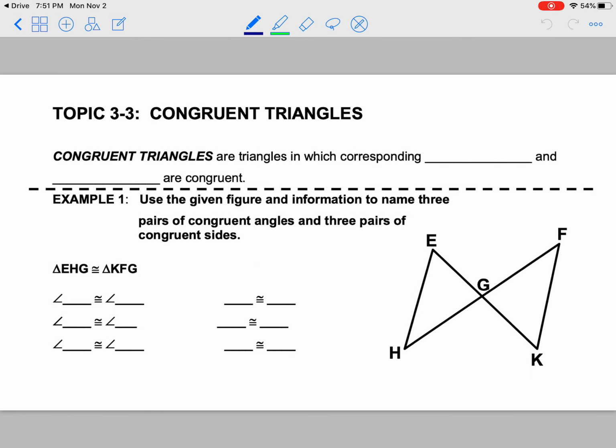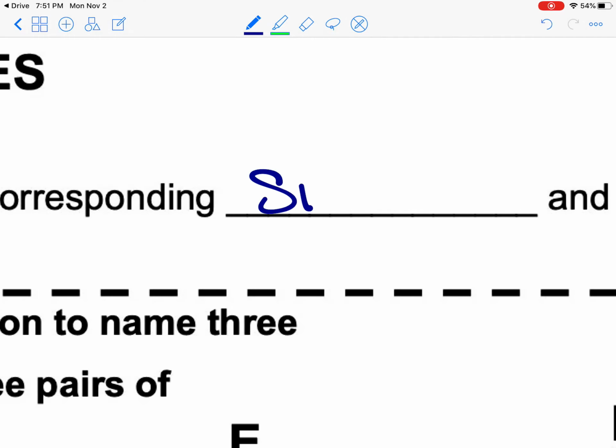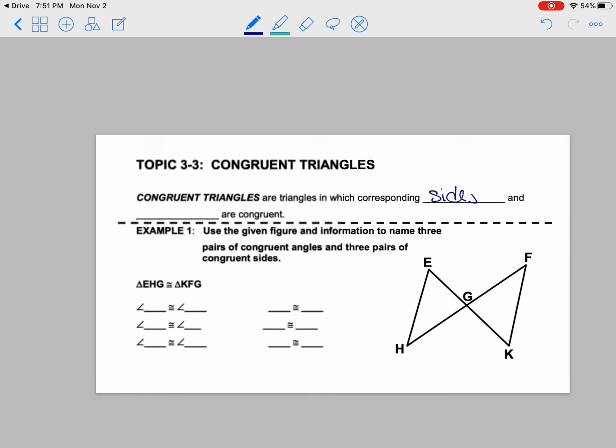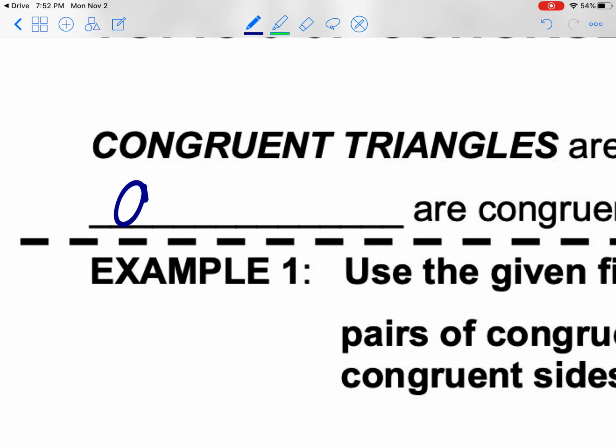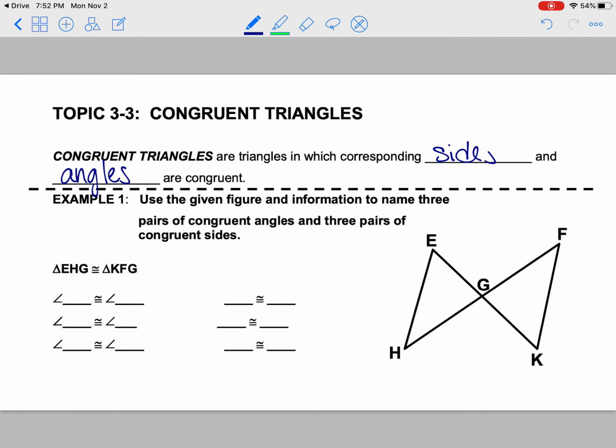All right, 3-3, congruent triangles. If we have congruent triangles, they are triangles in which corresponding sides and angles are congruent. We're going to talk about the corresponding parts. We know from parallel lines and transversals that corresponding meant kind of the same spot, and that's what we're looking at. Corresponding sides and angles are congruent.